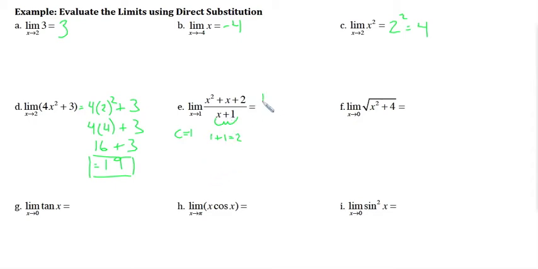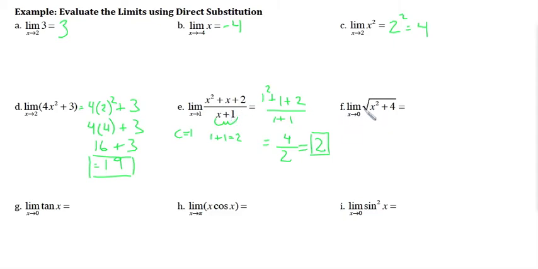So we're going to plug 1 in for all of our x's, and then go ahead and solve. So this is 1 plus 1 plus 2, which is 4. 1 plus 1 is 2. 4 over 2 is 2. Okay, so with a rational function, just check and make sure that c is in the domain of the function.